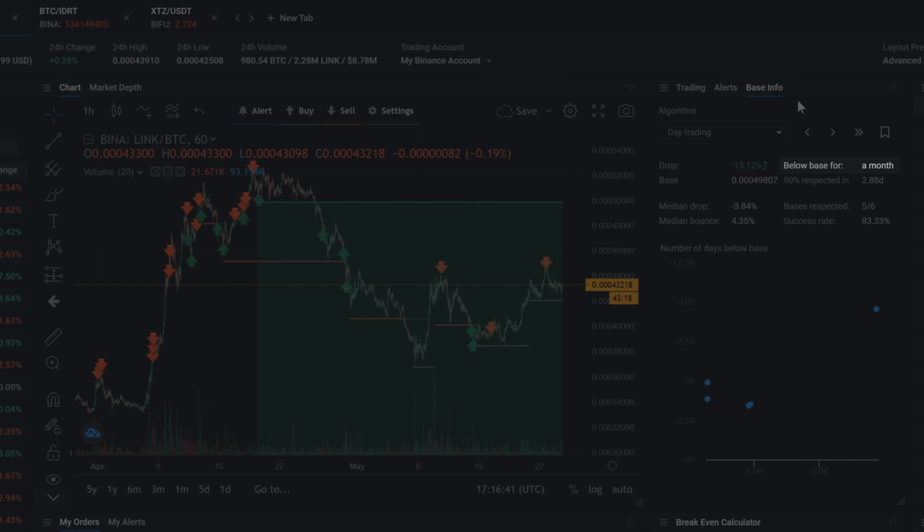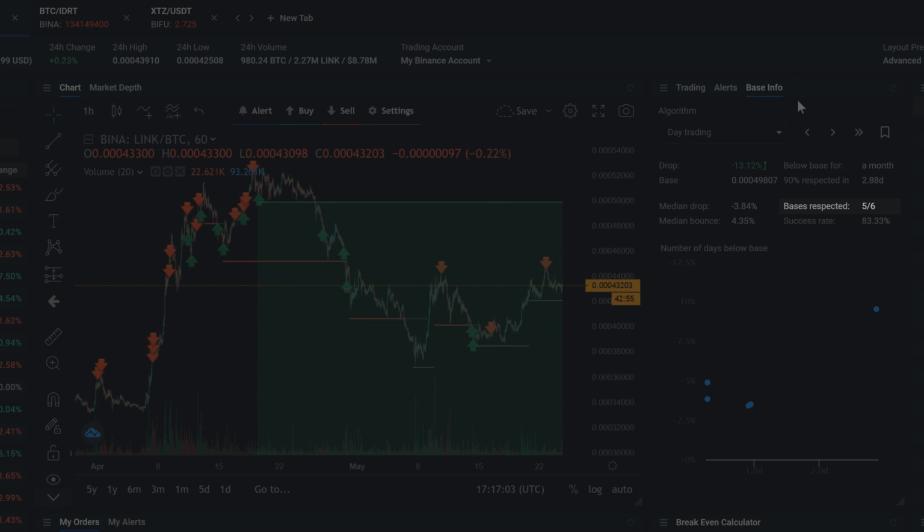Below base shows how much time the price is below the base. 90% respected in, the average time it takes for the price drop to go back to the base or above the base. Median drop shows how deep the price usually goes down from the base. Median bounce, how high the price usually goes up before cracking the base.